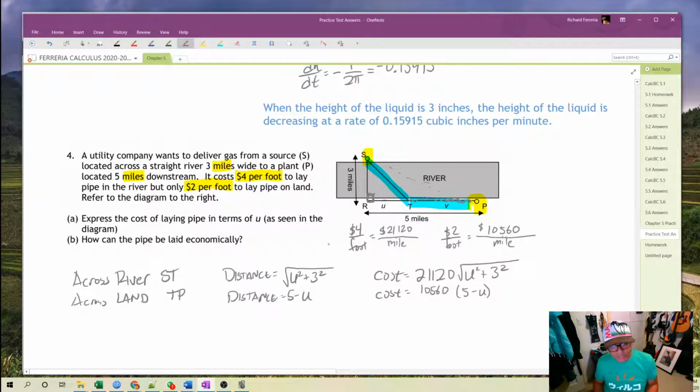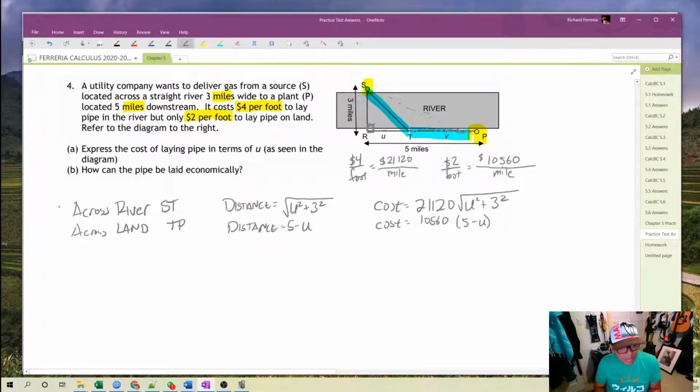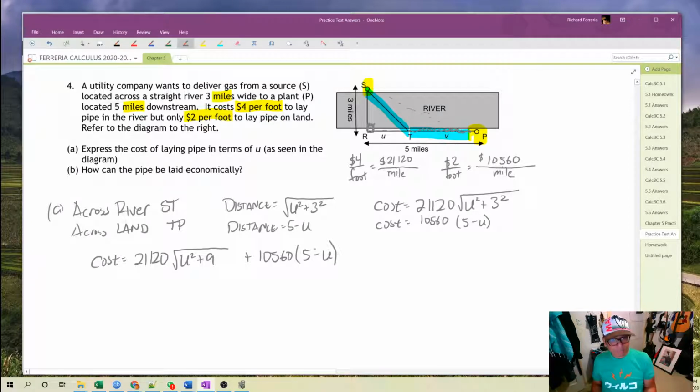So we have our two costs, and now we can get our master cost function for part A. Cost is going to be equal to the sum of 21,120 multiplied by this radical expression, the square root of u squared plus 9, plus 10,560 multiplied by 5 minus u. So that's part A, the cost of laying down that utility pipe, gas pipe, right?